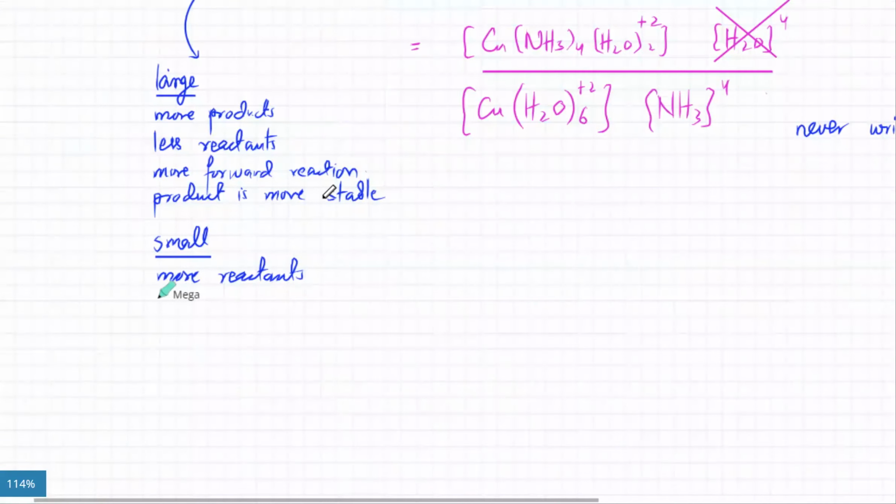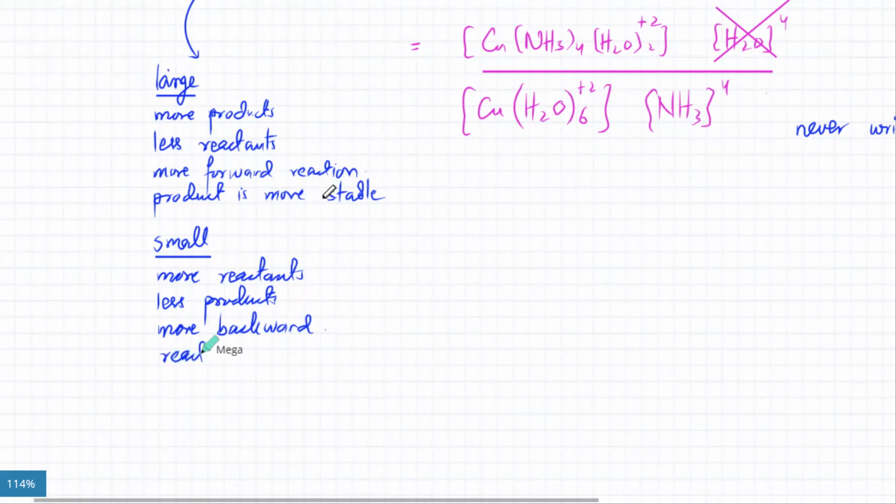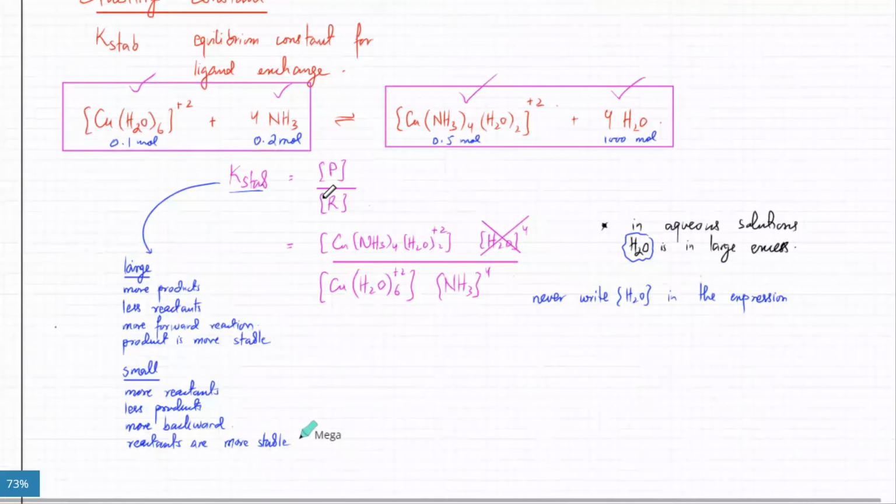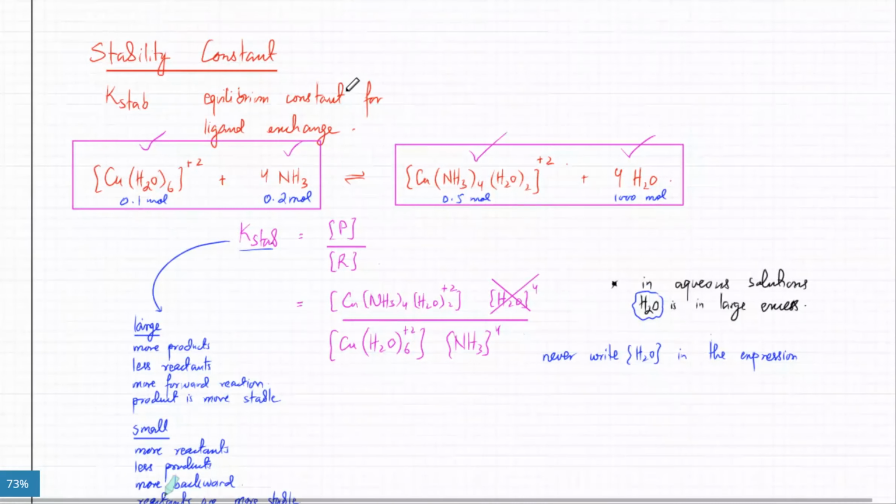More reactants and less products, and everything is vice versa. So that would indicate that there would be more backward reaction, or the equilibrium is shifted to the left, and that means that the reactants are more stable. So that's all about K stability. That K stability is the equilibrium constant for a Ligand exchange reaction. A higher value would indicate more products. A lower value would indicate that there are more reactants, that the Ligand exchange is not taking place.